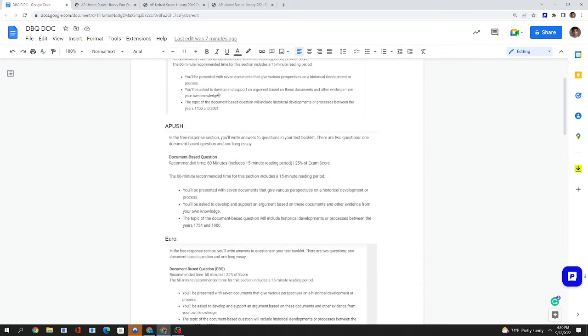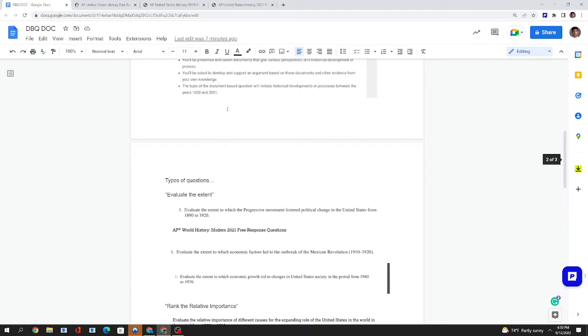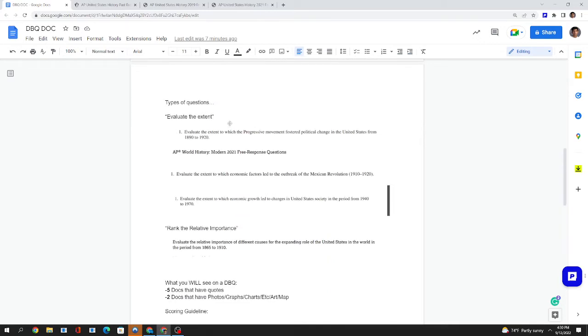Anyways, with that being said, let us now continue with the type of questions you're going to see on the AP test. On the AP test, they have recently started to only use two types of questions, which is evaluate the extent and rank the relative importance. I list evaluate the extent first because it is the easier of the two. A lot of kids actually get tripped up on rank the relative importance.